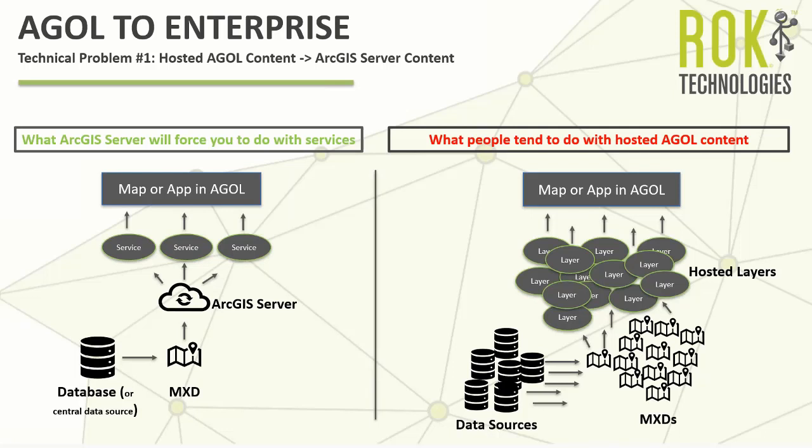So this is basically what people tend to do with hosted AGOL content. And I wanted this to look really chaotic because a lot of folks' AGOL accounts are kind of a little bit crazy, right? So the problem here is that you may have many different data sources. You're pulling data from all those different data sources into map documents or Pro projects, pushing those up to a bunch of different layers. And then finally, you're building maps and apps in AGOL based off of that data that you're pushing up into AGOL where it lives in Esri's cloud.